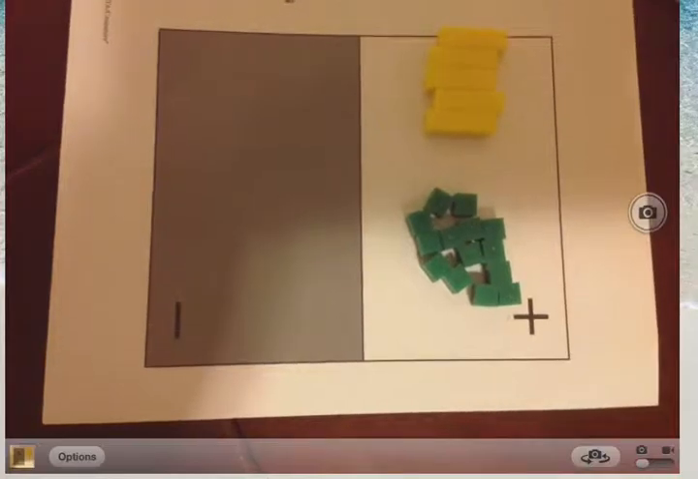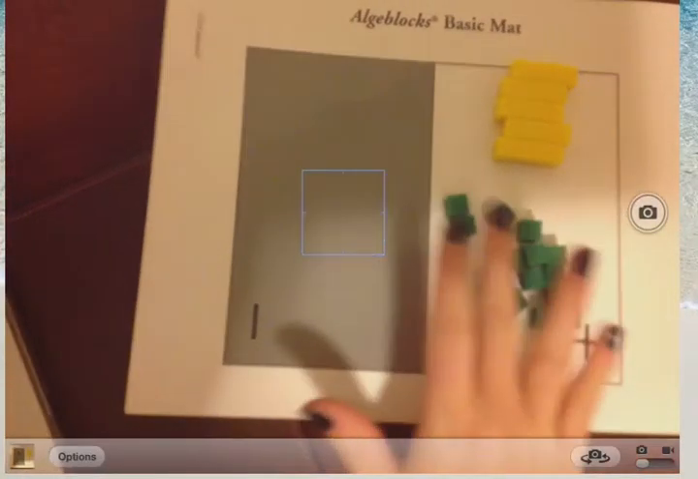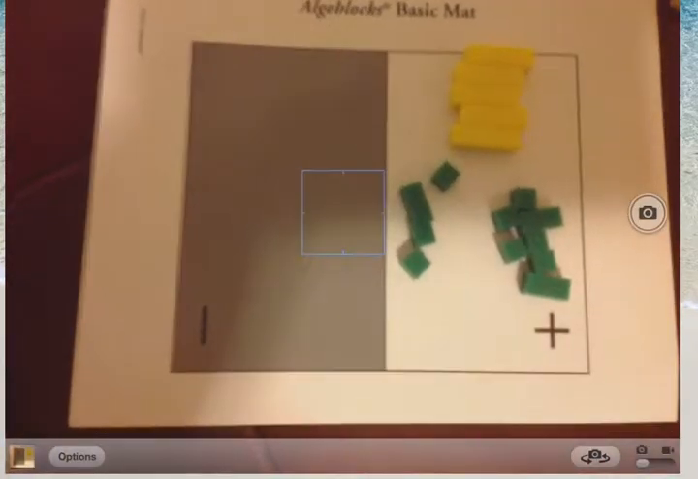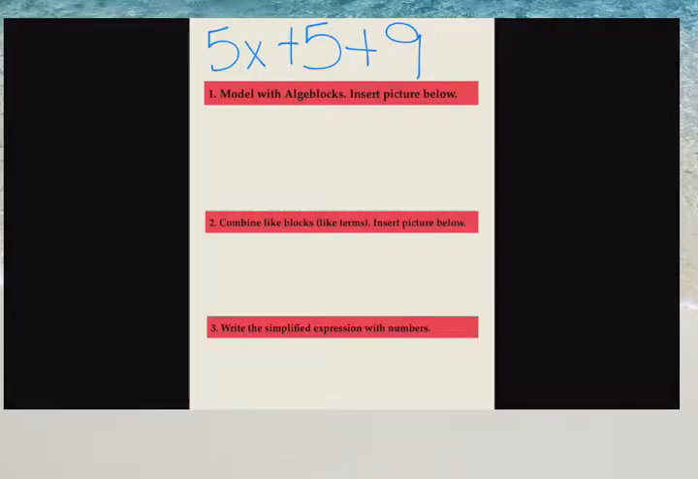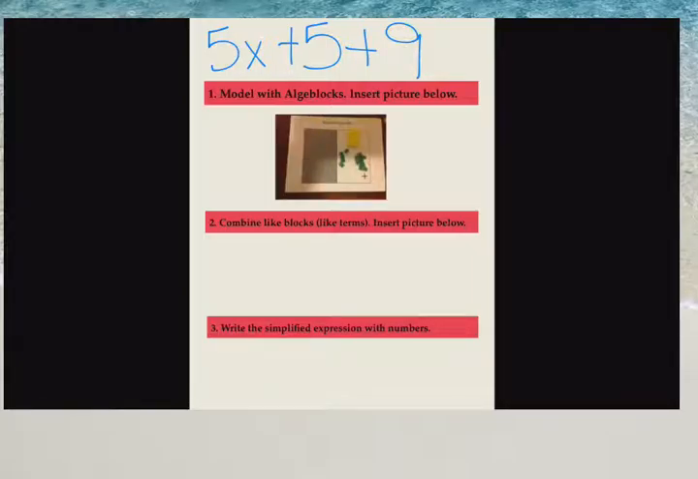We're going to go ahead and take our, oops, I forgot to take a picture of it unsimplified. Sorry about that. Rewind. Okay, take a picture of it unsimplified first. Okay, unsimplified. And now go ahead and take a picture of it all combined.